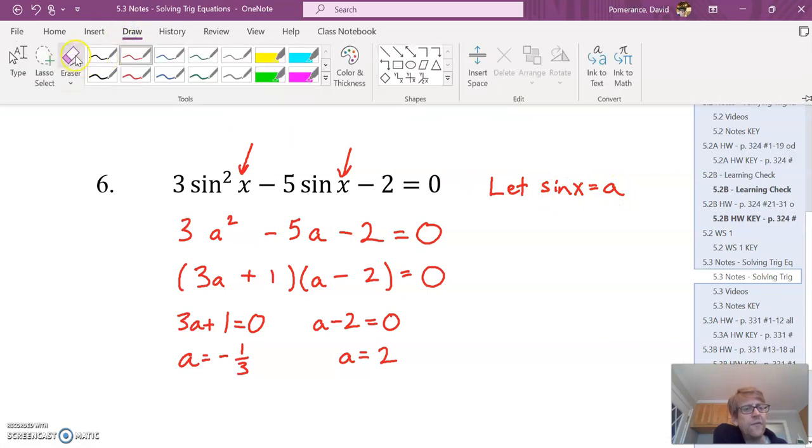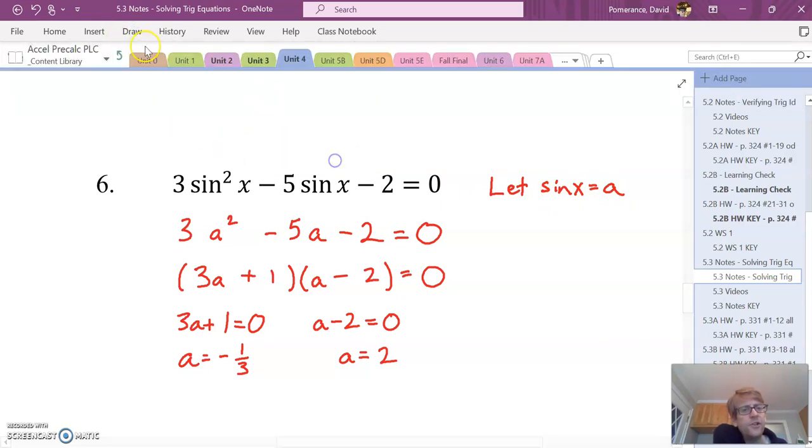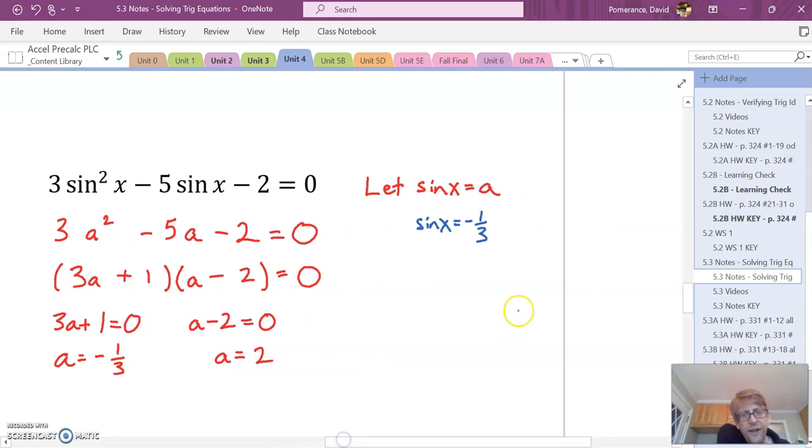So I'm going to convert back now to our land of x's and realize that if a equals negative 1/3, then sine of x is equal to negative 1/3. And if a equals 2, then sine of x is equal to 2. So those are the two equations that I need to solve.